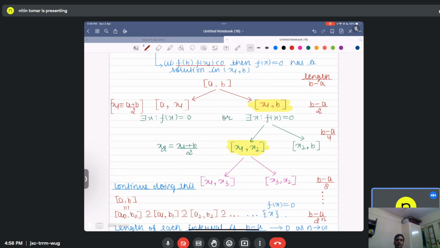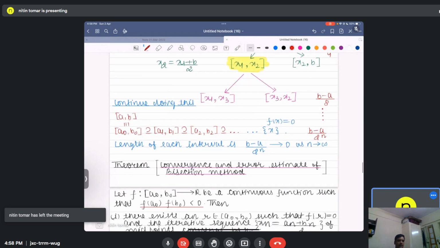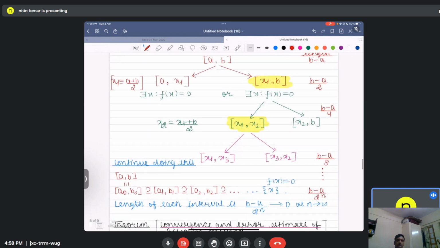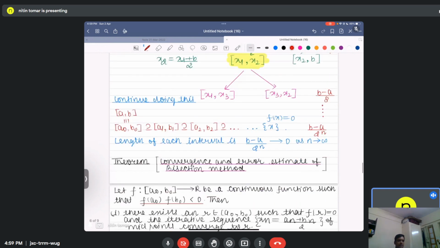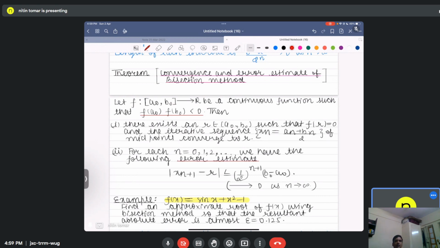So now you can apply the bisection method to x1 comma b, right? Again you will get two intervals, and again you will get two intervals. You keep on doing this and you will have a sequence of intervals, and each midpoint will give you a sequence which converges to the actual root. Okay, and this is precisely the theorem on convergence and error estimate of the bisection method.